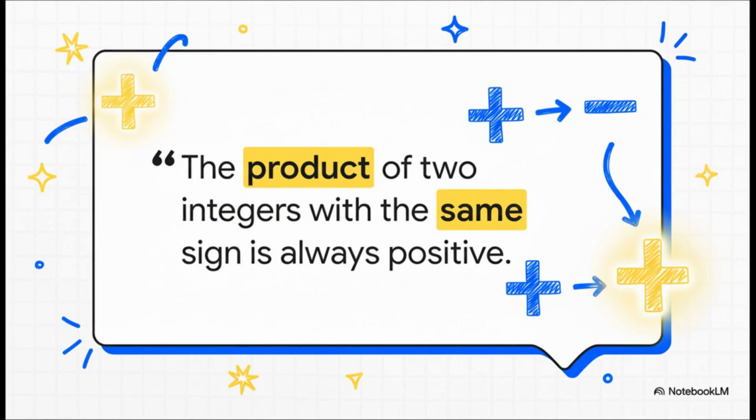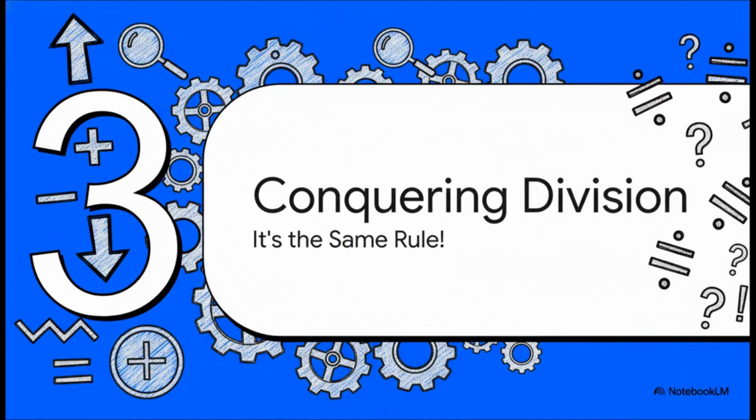So yeah, this just hammers home that first part of our rule. It doesn't matter if it's positive times positive or negative times negative, the answer is going to be positive. The big takeaway here is, don't let 2 negatives trick you. They actually team up to make a positive. All right, so multiplication is officially mastered.